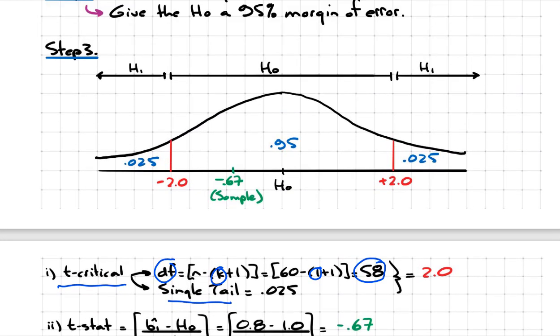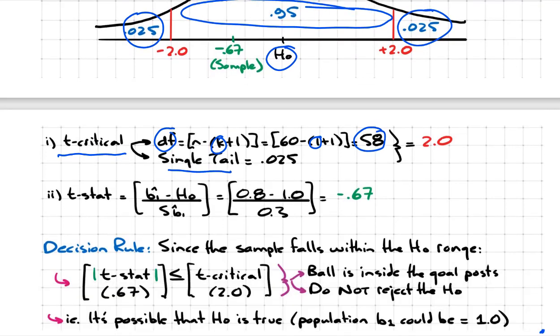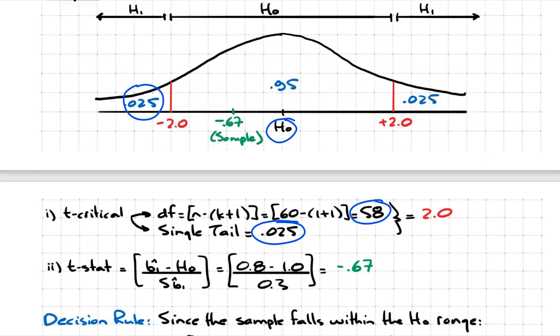And the single tail area, let's see here. If we know that the 95% acceptance range is in the middle, centered around the null, then that would leave 0.025 in each tail. So now I'm going to take you to the t-table, and we're going to look for two parameters, the degrees of freedom and the single tail area, and see what the table tells us with respect to the t-critical. I know I keep referring to it as a goalpost, but t-critical is saying how far the goalposts have to be away from the null in order to cover that 95% margin of error.